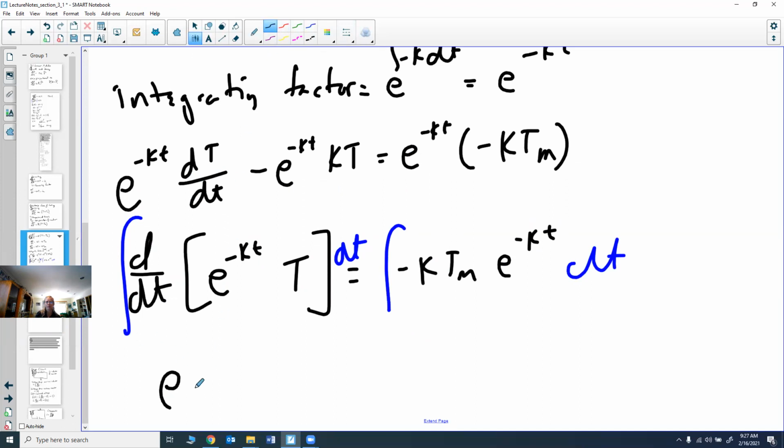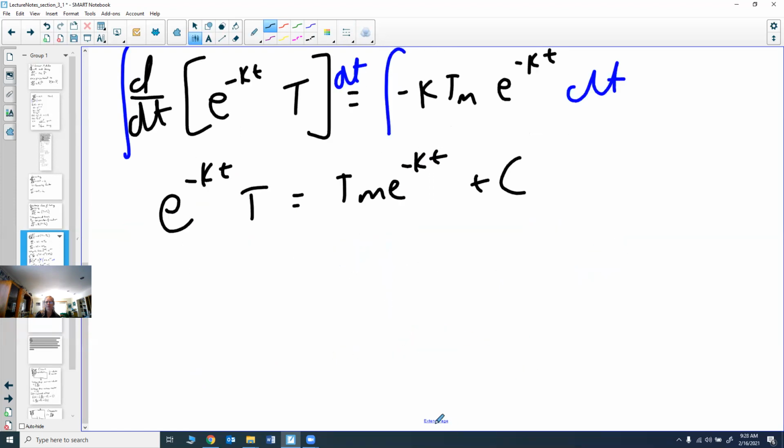So the integral of a derivative is, of course, the thing inside. We've solved these before. This isn't something new. And the integral of this would be T_m e^(-kt) plus C. You could then solve for big T. So big T would be T_m plus C e^(kt).